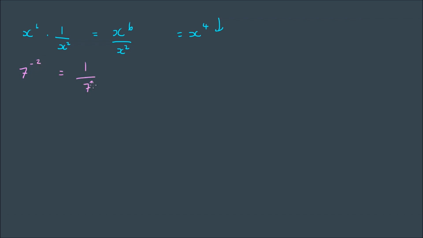Right, let's look at an example just with a number to make sense of it. 7 to the power of negative 2 is the same as 1 over 7 to the power of positive 2, which is 1 over 49.